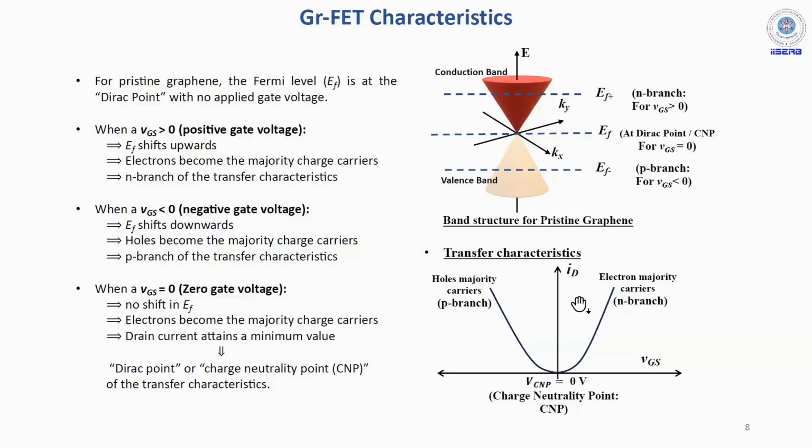But in this case, unlike a conventional FET, you don't get a switch-off condition. So even at 0 VGS, you may find that the charge still gets transferred from source to drain. So there is nothing called a switch-off condition for this transistor. But wherever this ID current is low, we call it VCNP. CNP stands for charge neutrality point.